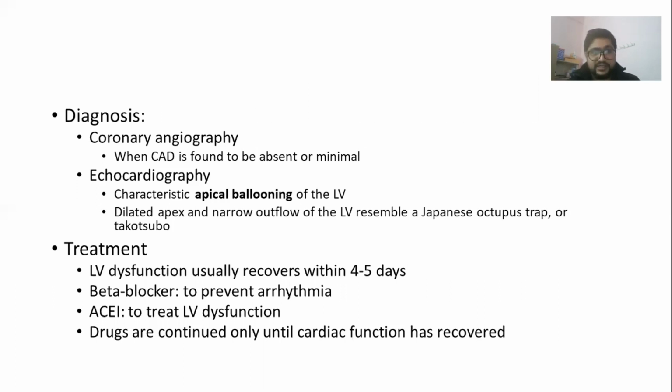In the echocardiography, we can see the apical ballooning of the left ventricle. The apex will be dilated, whereas the outflow tract will be narrow. So that will resemble a Japanese octopus trap, which is also known as Takotsubo. So this is how the name was derived.